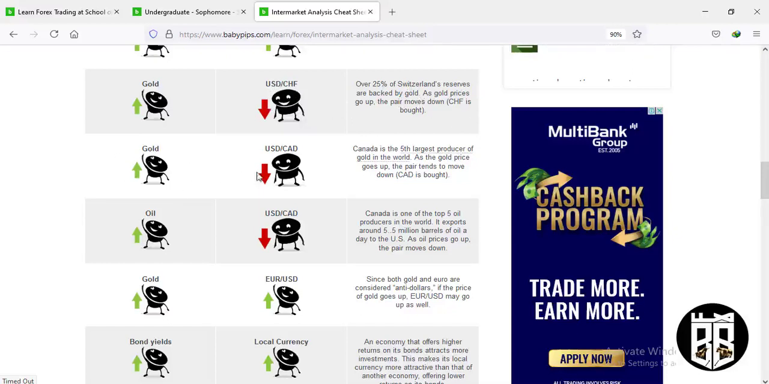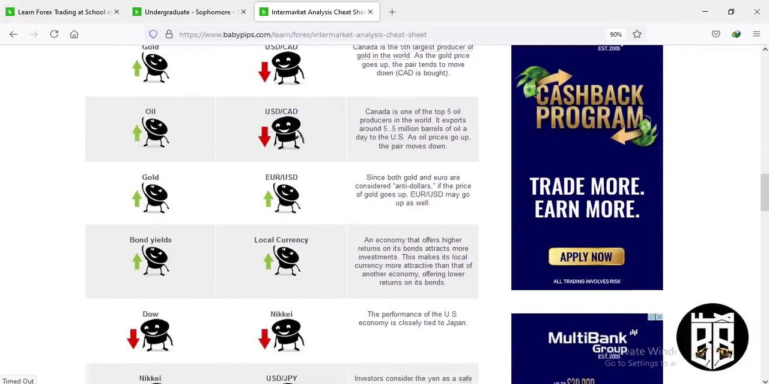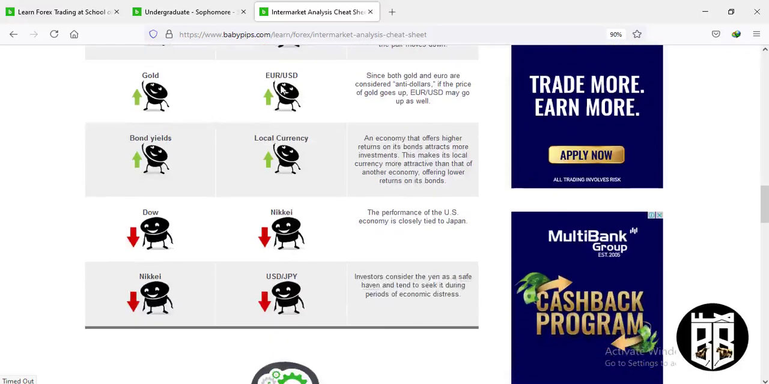If gold is rising, the USD/CAD is coming down because Canada is the fifth largest producer of gold in the world. As the gold price goes up, the pair tends to move down. Now, if oil is rising, USD/CAD is dumping. Canada is the fifth top oil producer in the world. They export about 5.5 million barrels of oil a day to the US. Now, if gold is rising, the EUR/USD is rising. Why? Because both gold and the Euro are considered anti-dollar. So if the price of gold goes up, EUR/USD may go up as well.